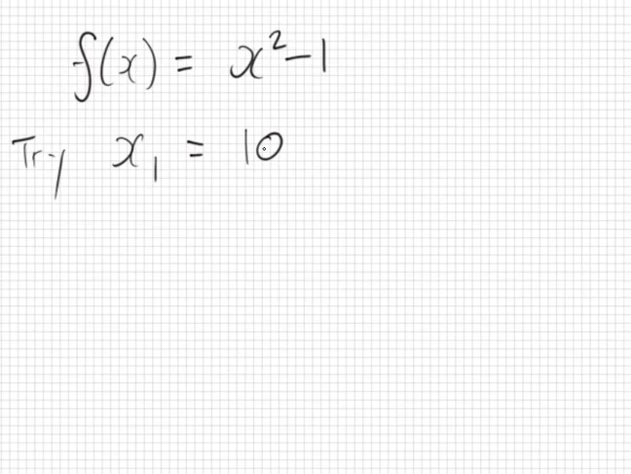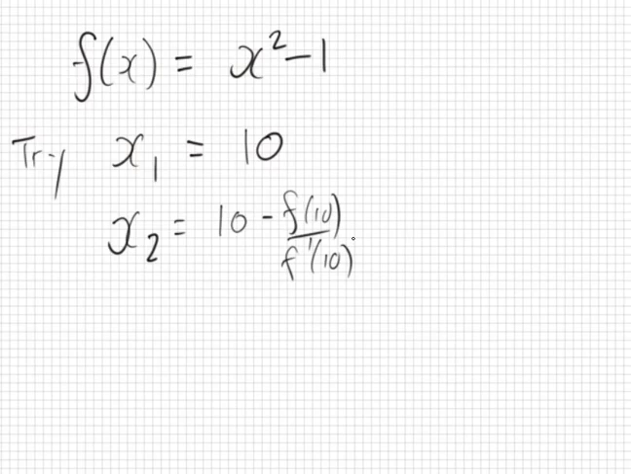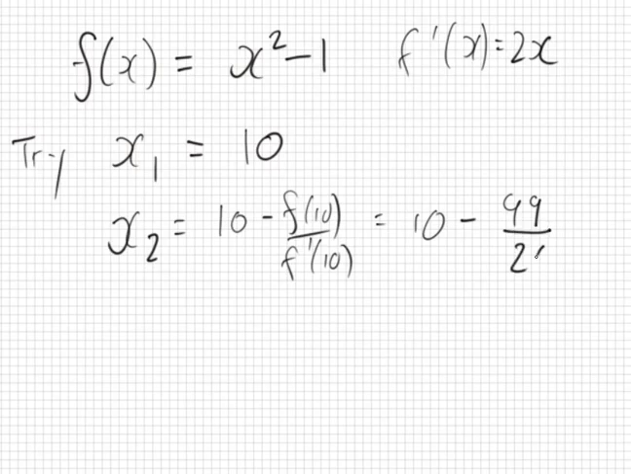So if we were doing this bit by bit, we would then try 10, then 9, then 8, then 7, then 6, then 5, and so on. So if the answer is very far away, it would take a long time. So let's see what the next value would be. So the rule is x2 is equal to 10 minus f(10) over f'(10). Now I should write down what the derivative is. So that will equal 10 minus 99 over 20. Now can somebody type that in, please?